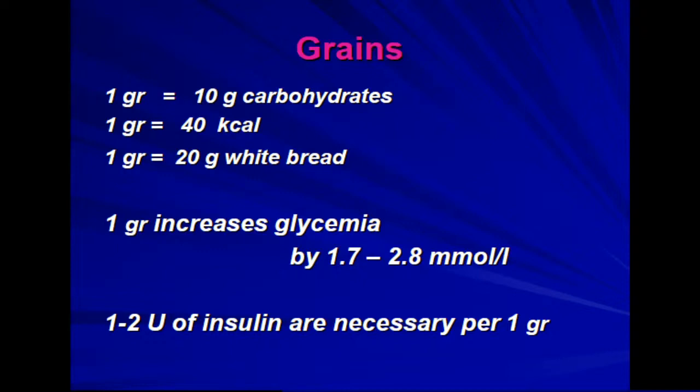Grains. What does it mean, grains? 1 grain equals 10 gram carbohydrates. 1 grain equals 40 calories. 1 grain is 20 gram white bread. 1 grain increases glycemia by 1.7 to 2.8 millimole per liter, and 1 to 2 units of insulin are necessary per 1 grain.